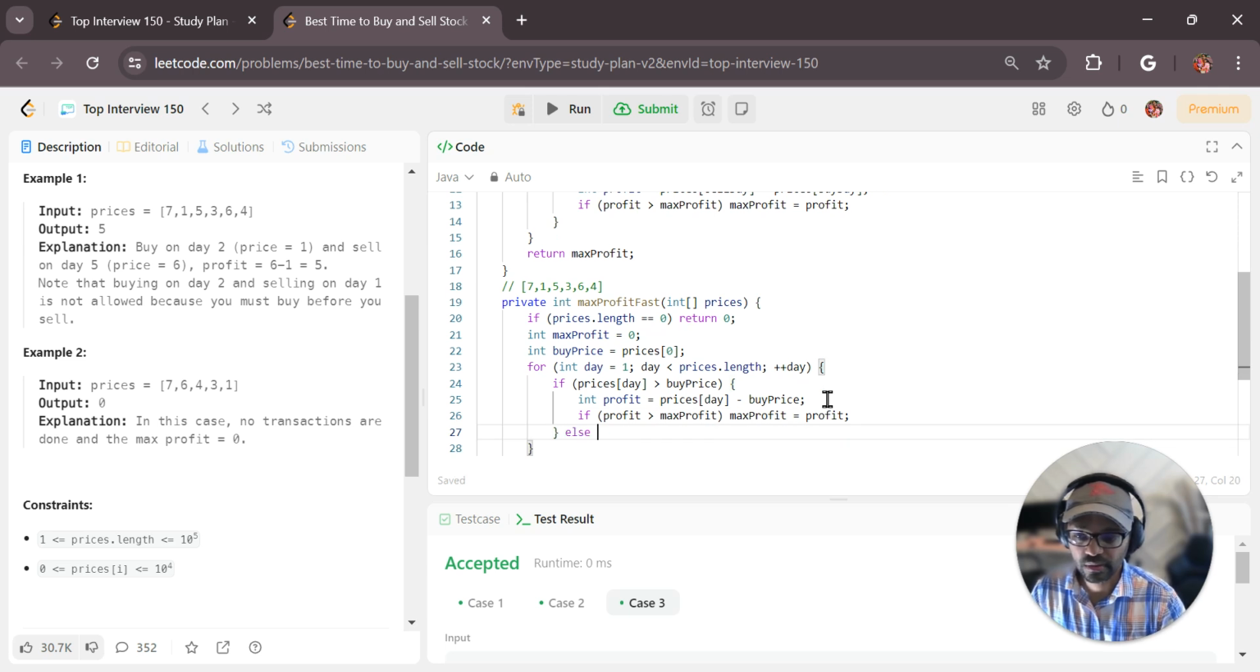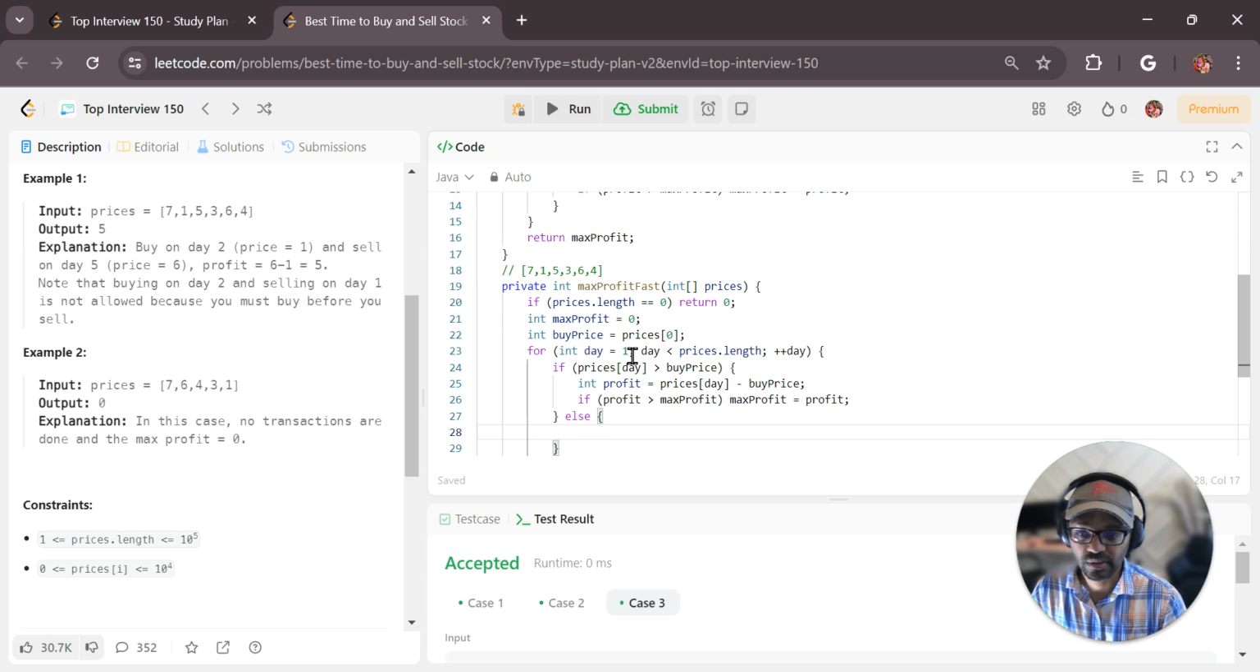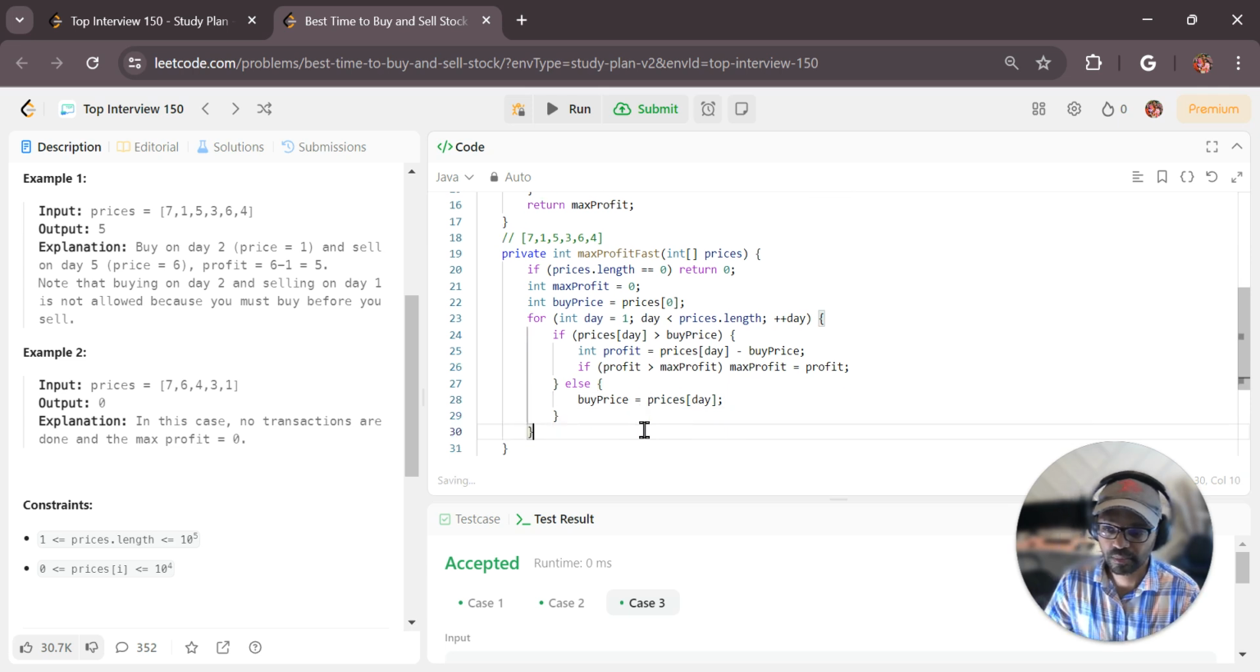And otherwise, in the else of this if, we basically are in a condition where prices of day is less than or equal to buy price. Equal to is not a big deal. It can go in the first if or the second if or the else part. But in the case where it is less, which means we have a better buy price, all we do is update the buy price to prices of day. And that is pretty much it.